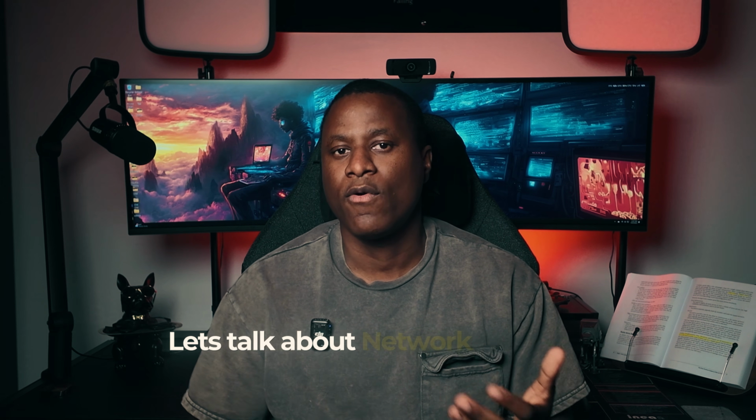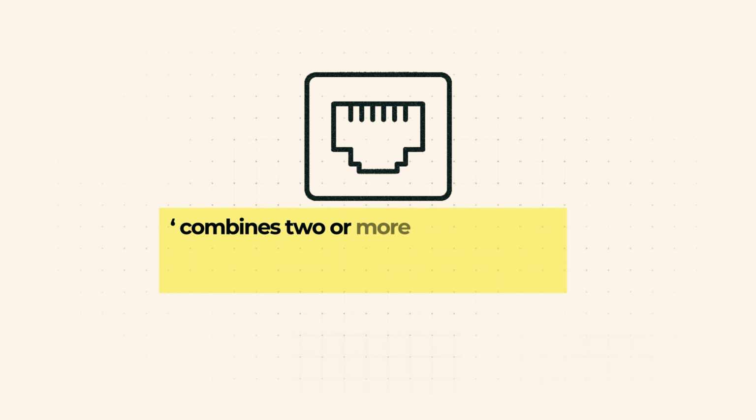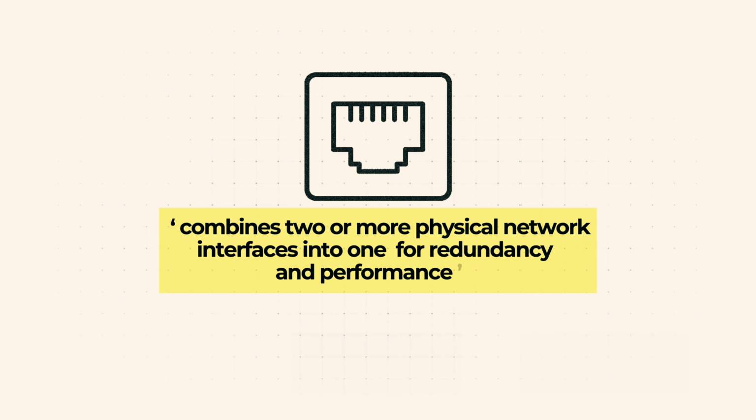Next, let's talk about network bonding. So bonding basically just combines two or more physical network interfaces into one for redundancy and performance.